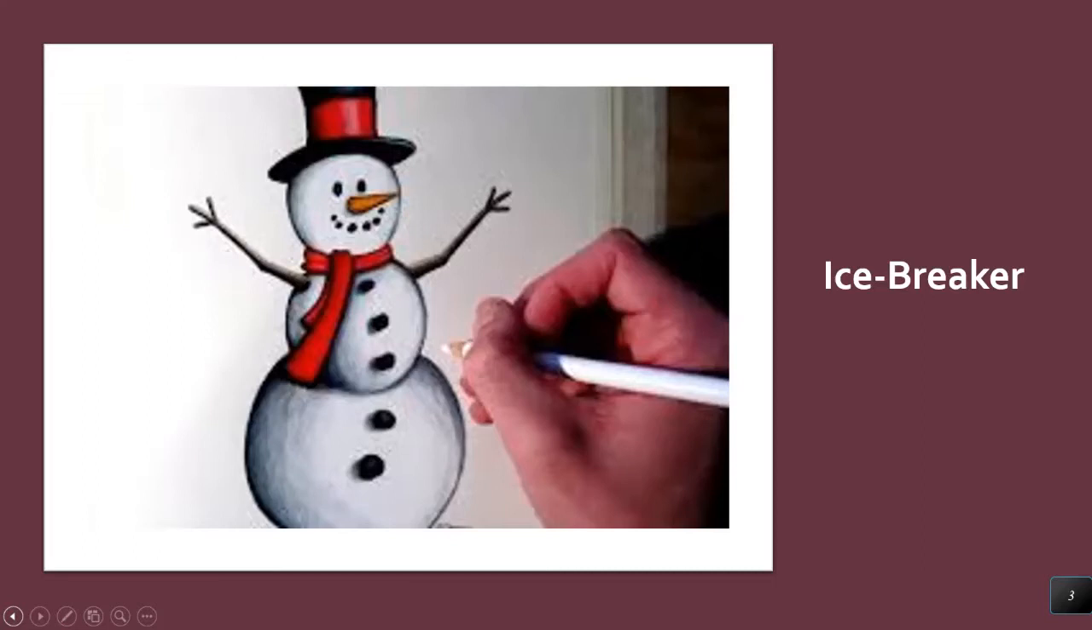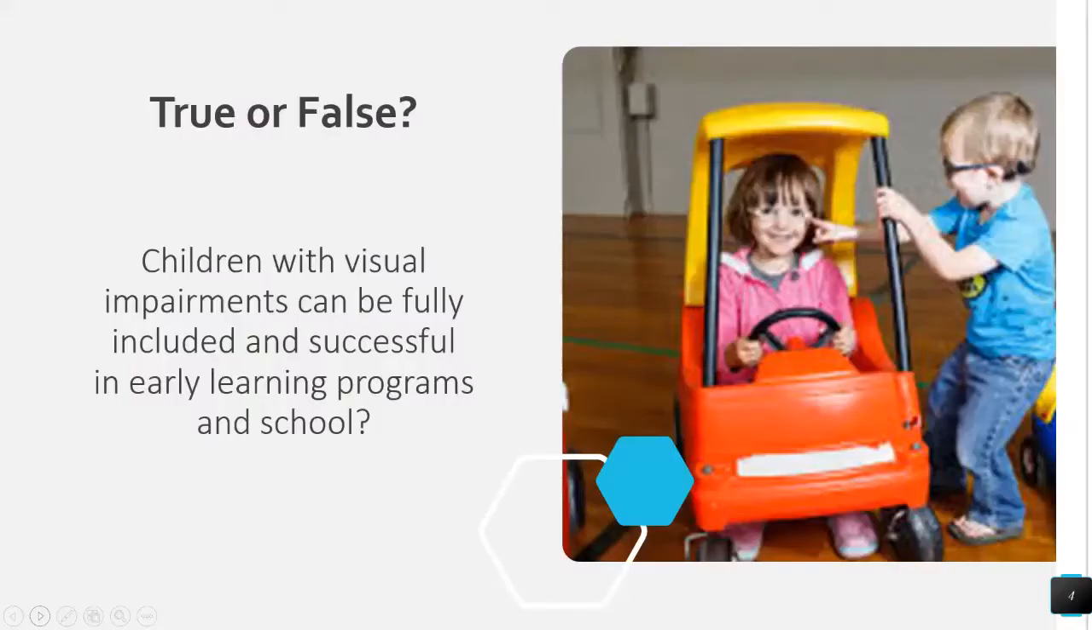For children who are blind or have very low vision, their interpretation of how they see things can be different from that of a person with sight. For them, the real experience of touch has a lot more value. So over the next few slides, we'll go over some common misconceptions about the ability of children with a visual impairment being successful in early learning programs.